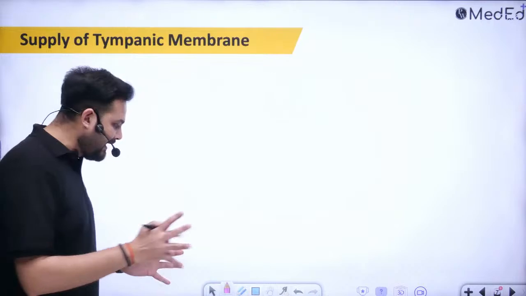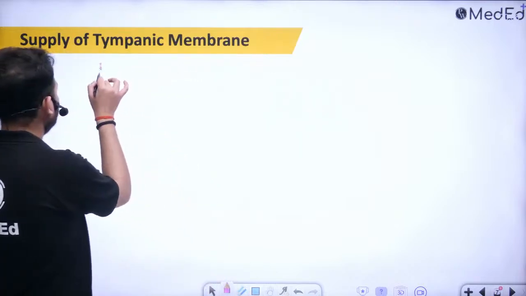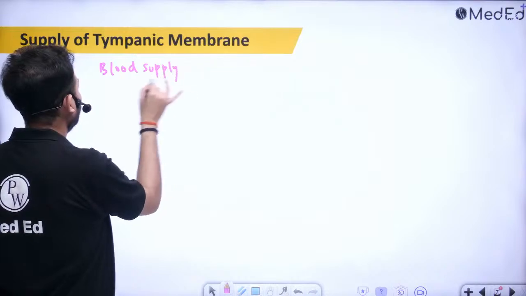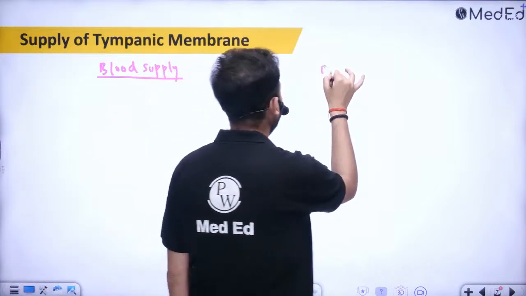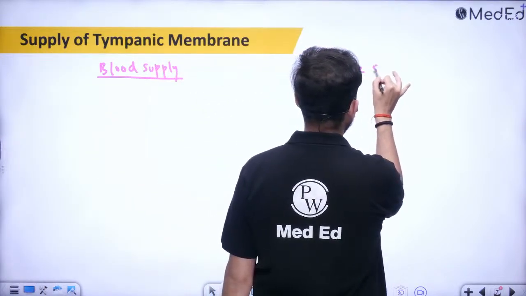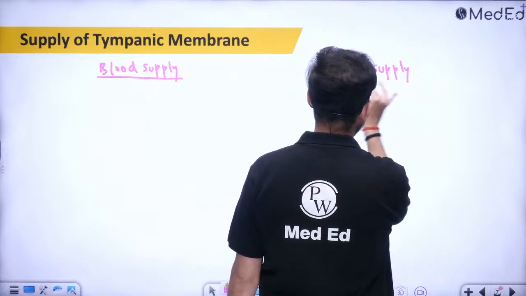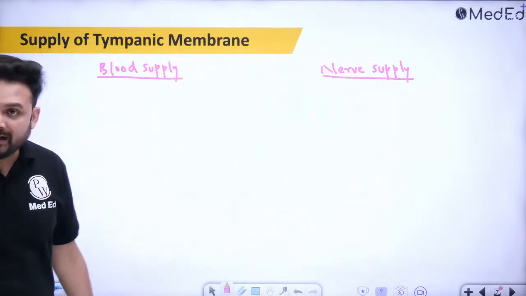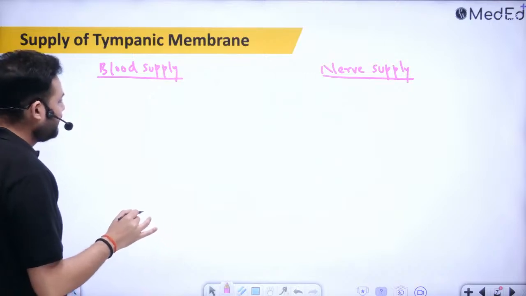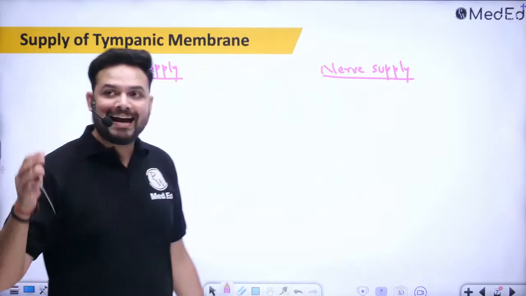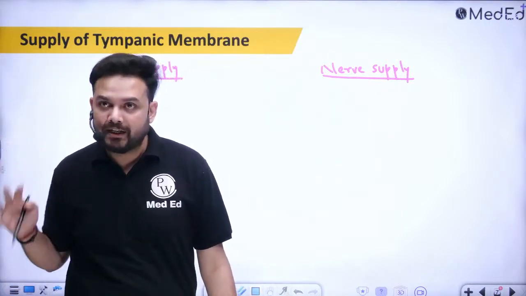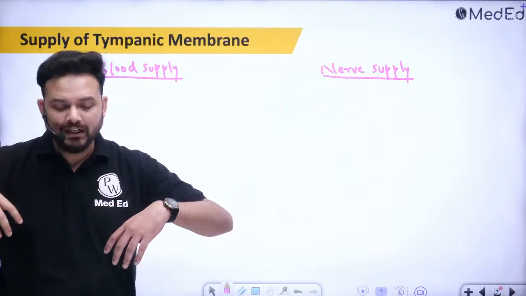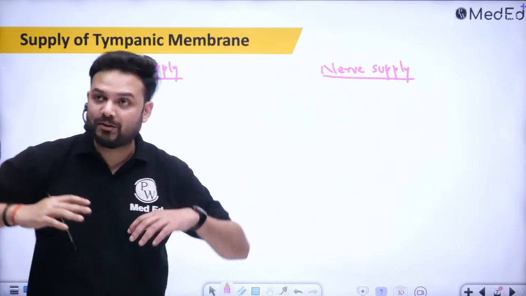Right? So supply means the last part of the tympanic membrane. We'll do the blood supply of the tympanic membrane, and we will do the nerve supply of the tympanic membrane. Okay, fine. Now, what is the blood supply of the tympanic membrane? Blood supply of the tympanic membrane is important laterally and it is also important medially. There is a separate artery on the lateral side of the tympanic membrane. There is a separate artery on the medial side of the tympanic membrane.